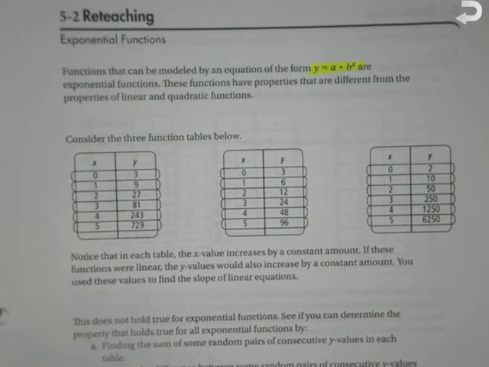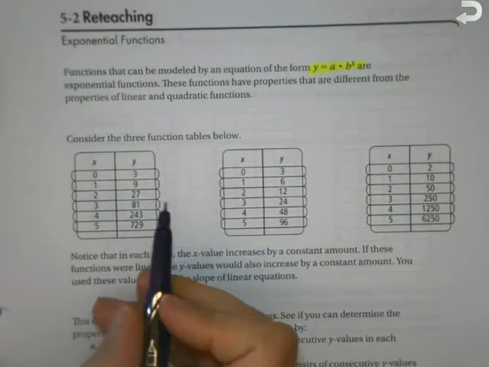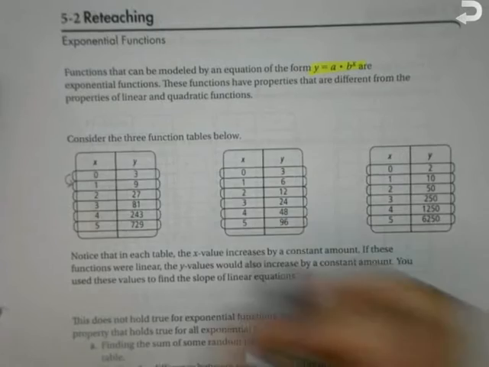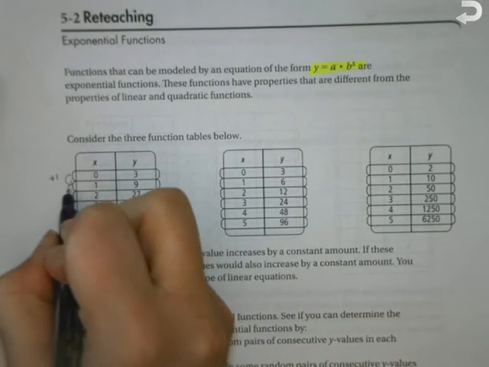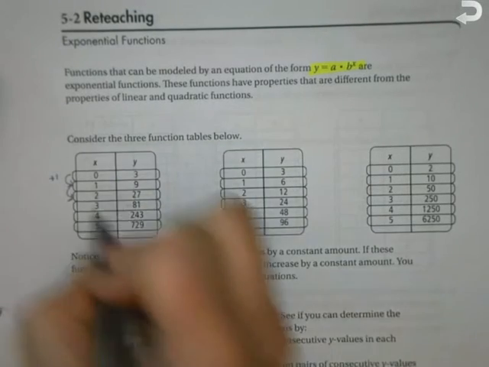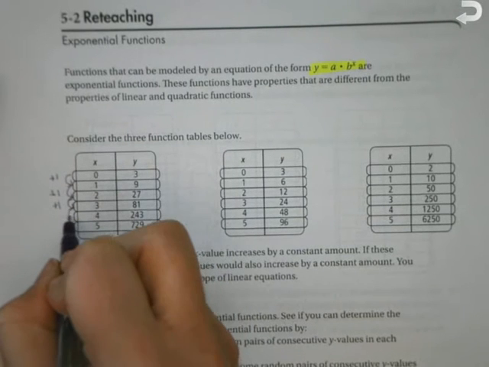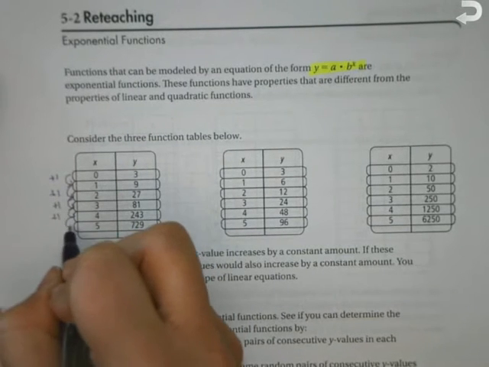I will tell you what those letters stand for in just a second, but first let's look at these three tables below. Look at your x values. To get from 0 to 1, what would I add? 1. And then to get from 1 to 2, what would I add? 1. And then from 2 to 3, 1. 3 to 4, plus 1, and 4 to 5.